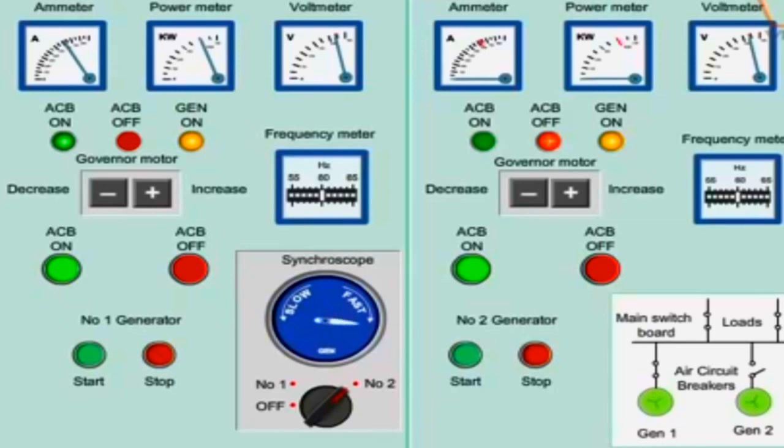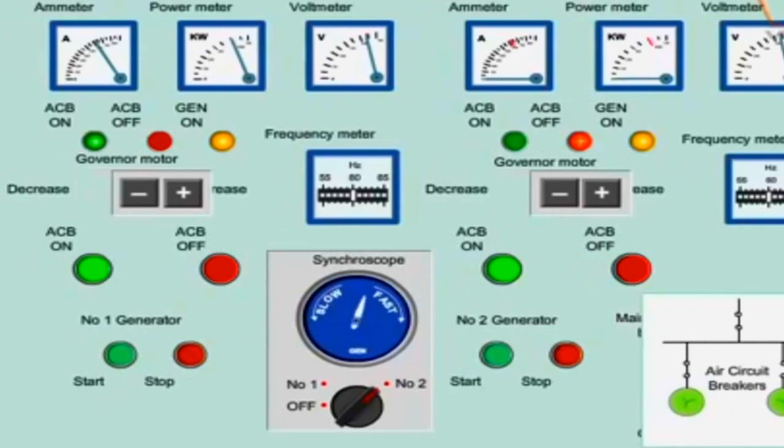The air circuit breaker should be closed when the incoming machine voltage is in phase with the bus bar voltage. It is advisable to close the breaker when the pointer rotates in clockwise direction. The actual synchronism between the two generators is indicated by the 12 o'clock position in the synchronoscope. Close the air circuit breaker when the needle reaches the 11 o'clock position, taking into account the breaker closing time.